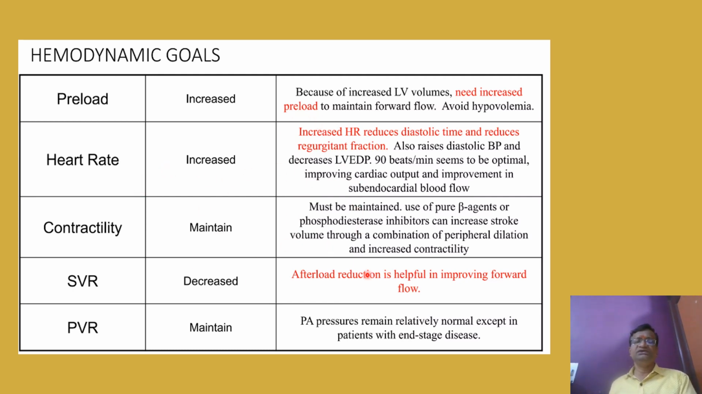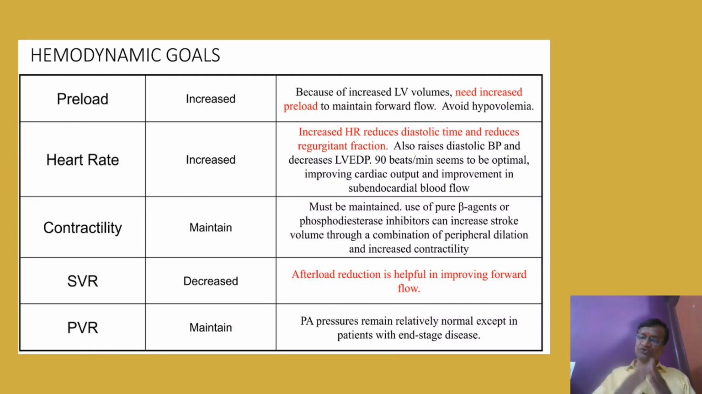Contractility must be maintained. Use of beta agonists or PDE inhibitors can increase stroke volume through a combination of peripheral dilatation and increased contractility. That is what is important. We need inodilators. They have to have contractility and they have to dilate the periphery. This is called inodilators. That is what is important to maintain cardiac output and decrease regurgitation in these patients. SVR: decrease SVR. Afterload reduction is helpful in improving forward flow.